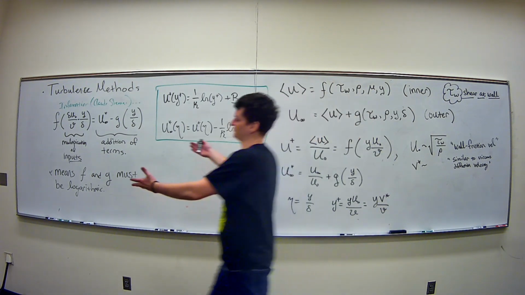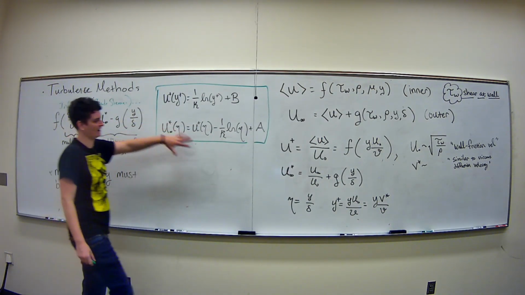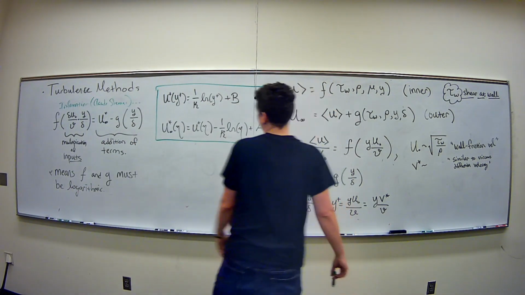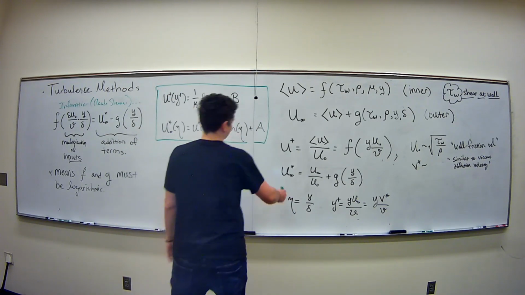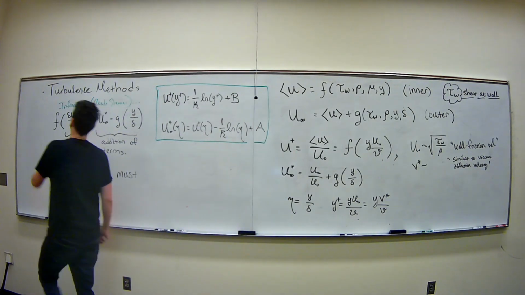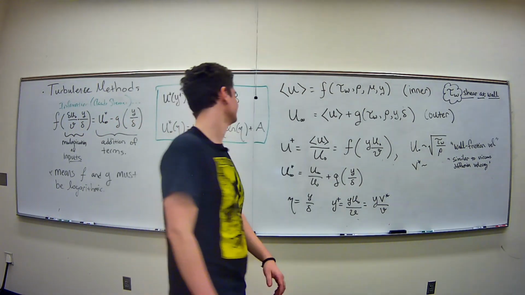I also like it because it shows you this whole limiting matching condition. This is as L was going to 0. So this is the limit as, the outer flow is the eta going to 0, and the inner flow is y plus going to infinity, and they have to match up.